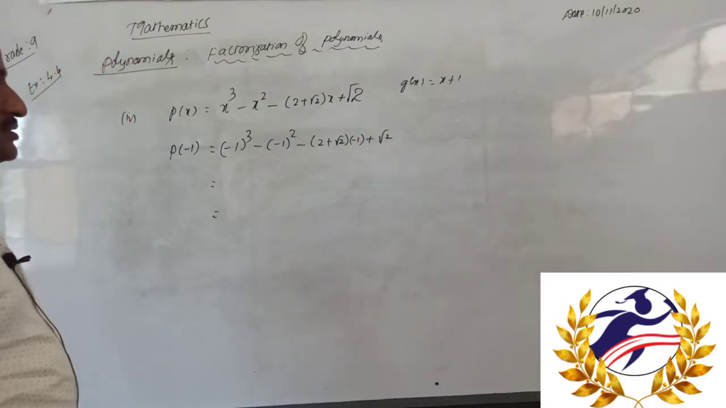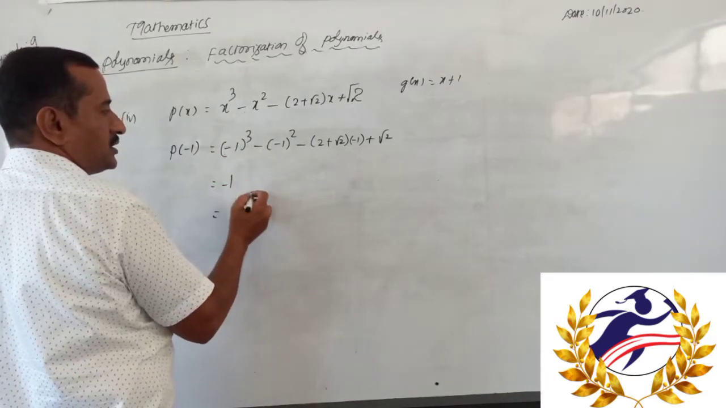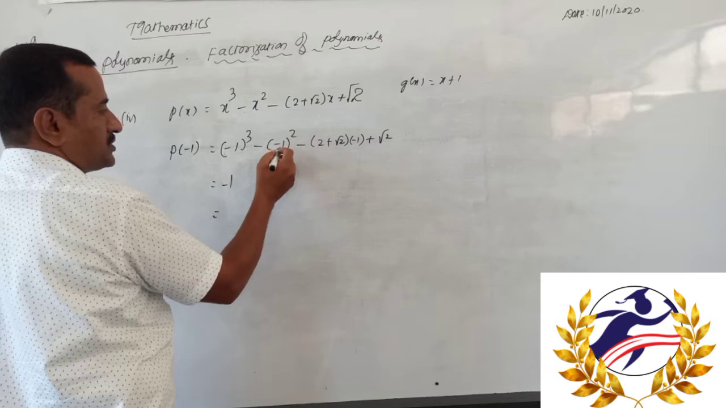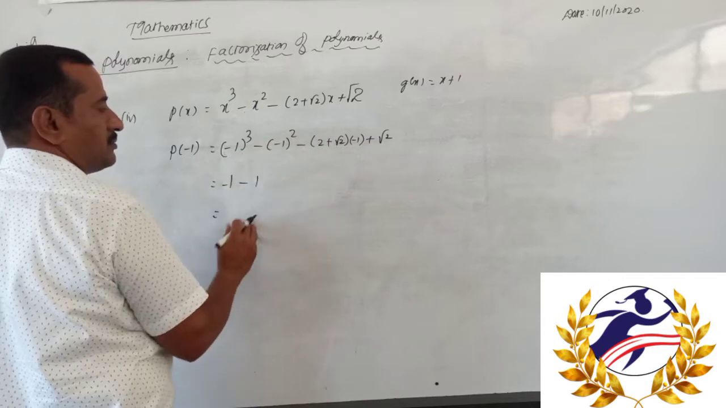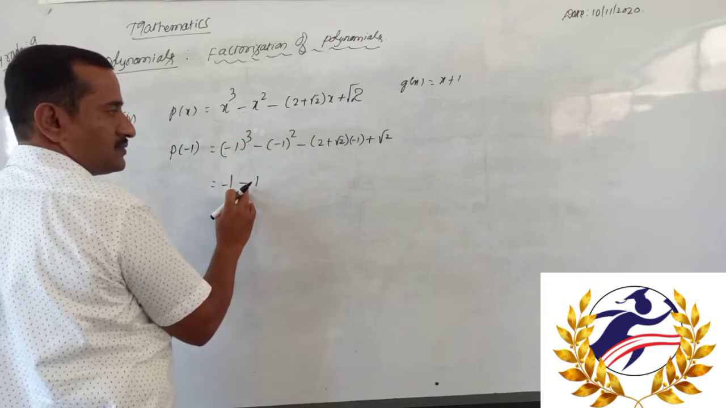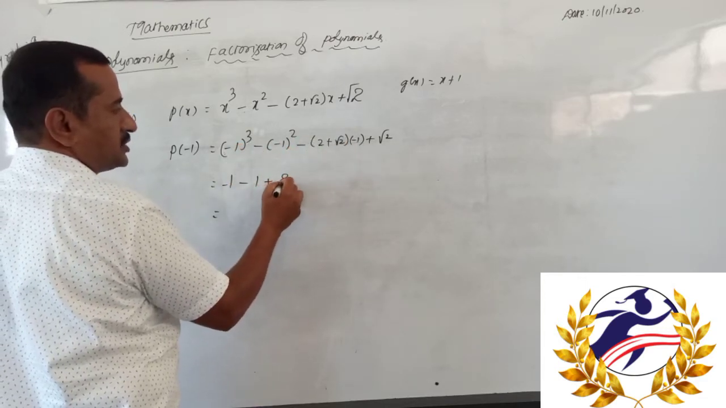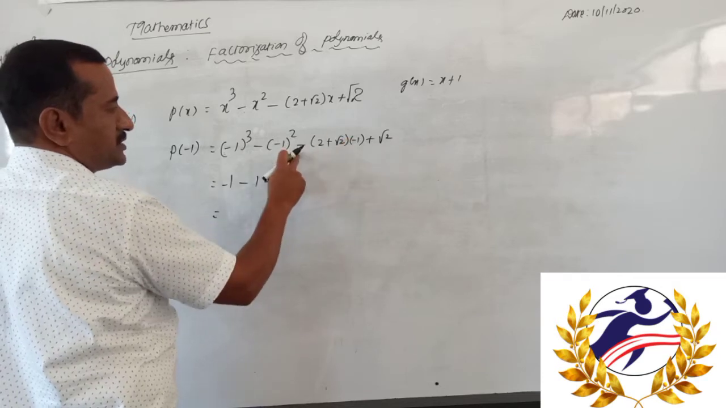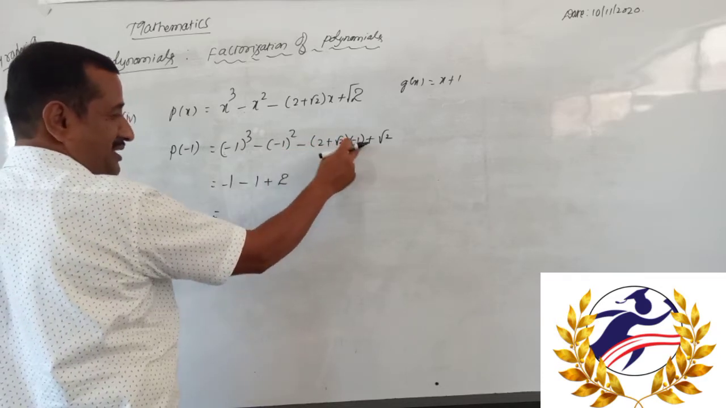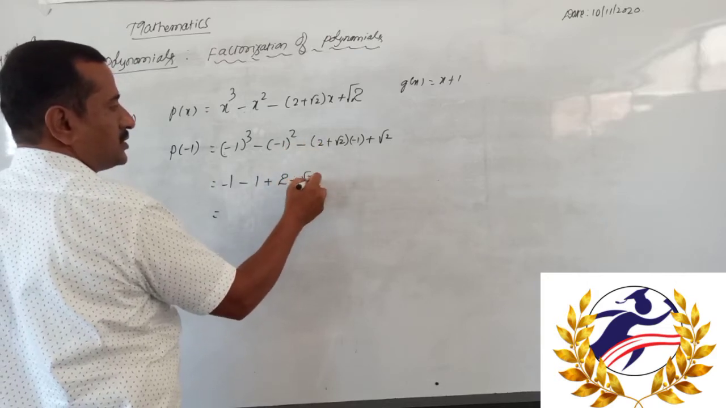Now, any doubt in the substitution? No. Minus 1 cube is minus 1. Minus 1 square is plus 1, and here it is minus, so it becomes minus 1. This part is plus 1, plus into minus is minus 1. Then minus into minus is plus, 2 ones are 2, minus into plus is minus, minus into minus is minus, minus into plus is minus root 2.